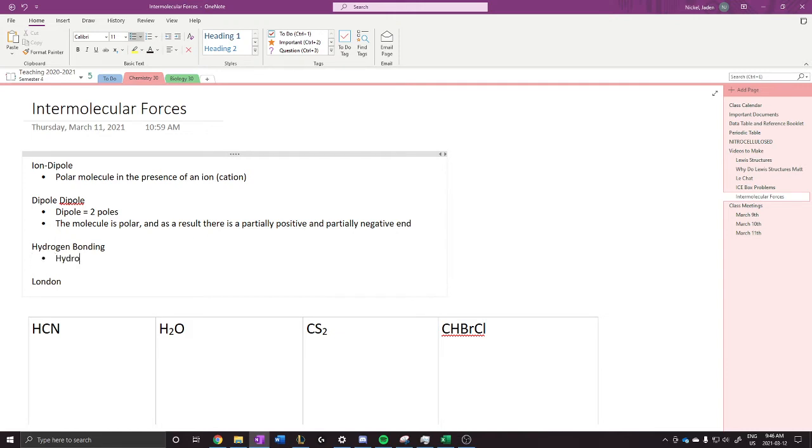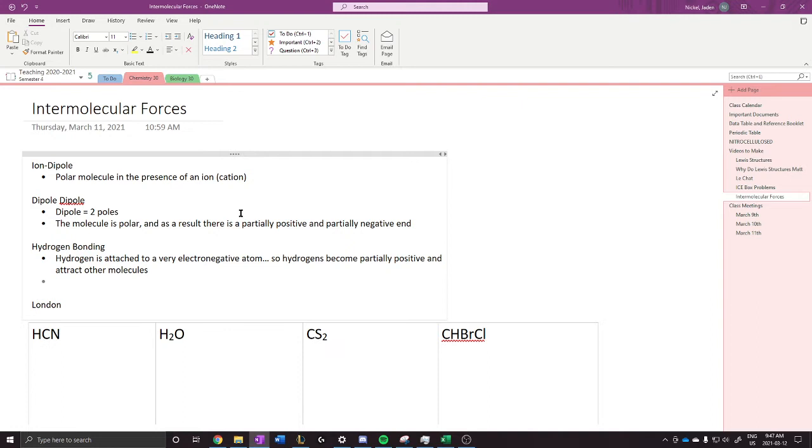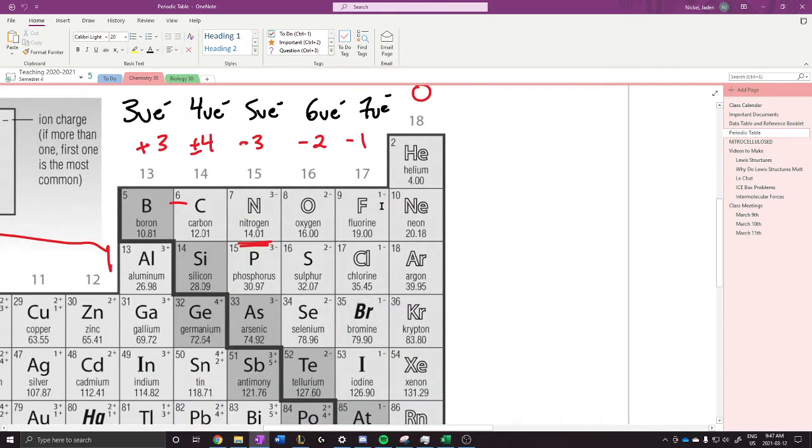Hydrogen bonding, this is where hydrogen is attached to a very electronegative atom, and so hydrogens become partially positive and attract other molecules. Those super electronegative atoms usually are oxygen, nitrogen, chlorine, bromine, any of the halogens. If we look at the periodic table, it's basically anything in this top quadrant here, not really carbon, but nitrogen, oxygen, fluorine, sometimes sulfur would be included, phosphorus might also be included. Carbon's sort of the one that's not, so it's basically everything to the right of that.